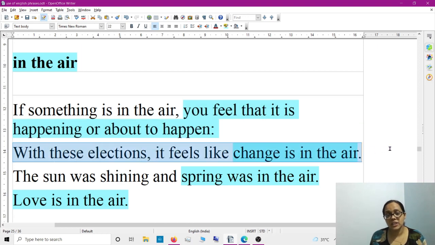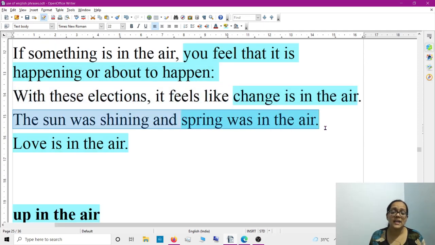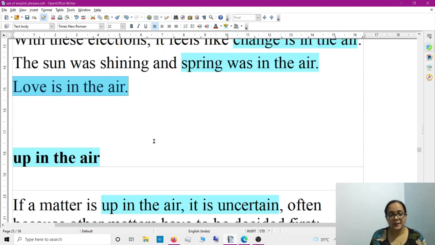With this election, it feels like change is in the air. So you believe that it is going to happen. The sun was shining and spring was in the air. Love is in the air.